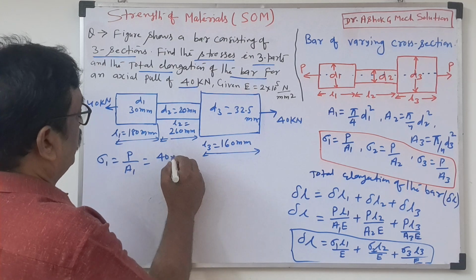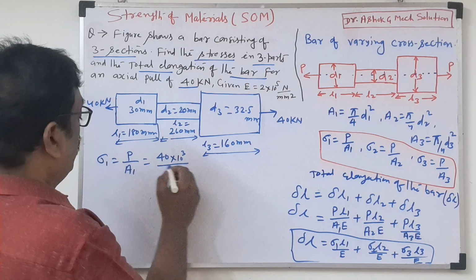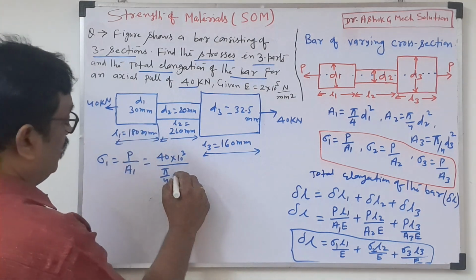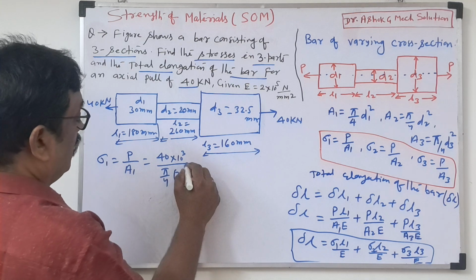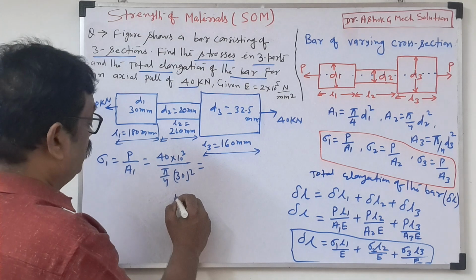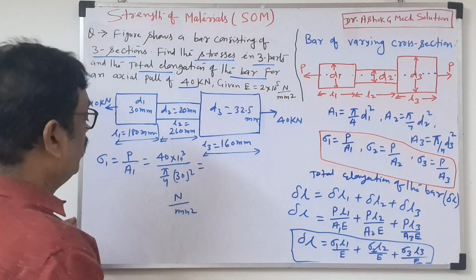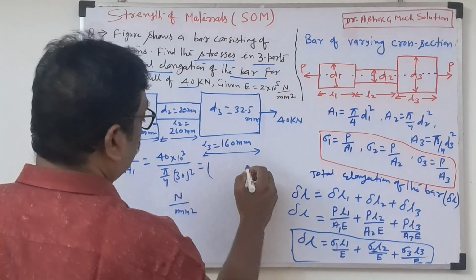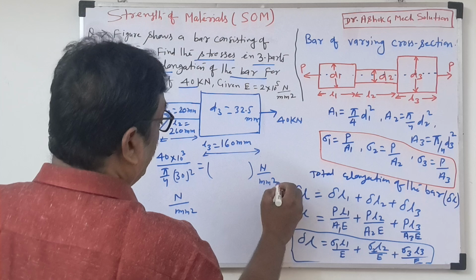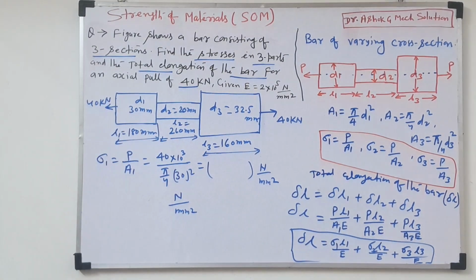Kilonewton means kilo is 10 power 3, so Newton came. Now the area is pi by 4 into d1, which is 30 whole square. If you calculate this value, what unit will come? Here the unit will be Newton, and the area is mm square, so the unit will be Newton per mm square.